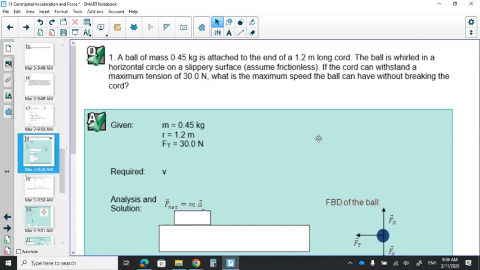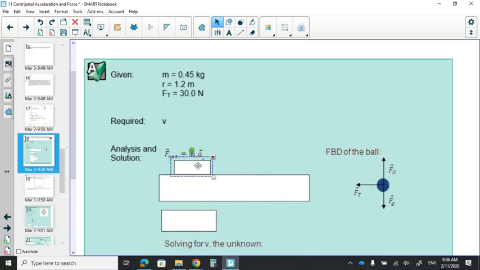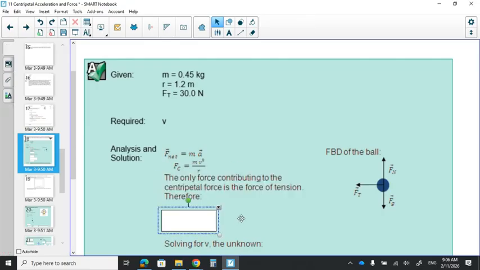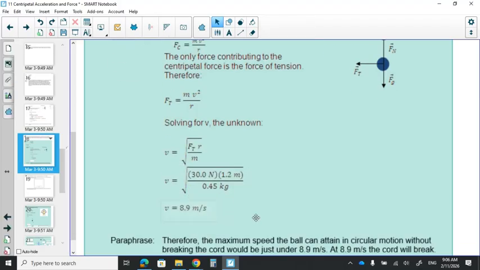Next question: a mass of 4.45 attached to the end of a cord, whirled horizontally on a slippery surface. If the cord can withstand a maximum tension of 30, what's the maximum speed it can get? So very similar stuff here, right? You're going to calculate out what speed leads to that certain tension force. So I think I can just say, same stuff.